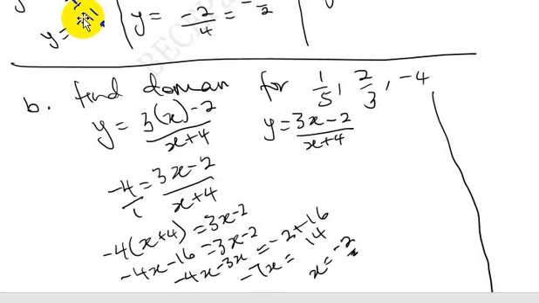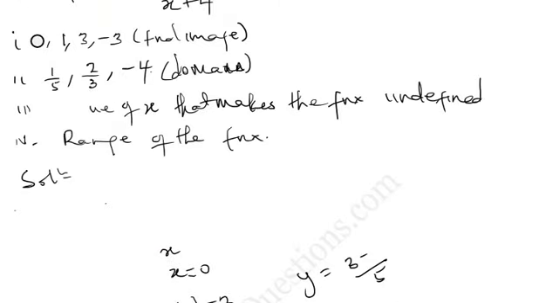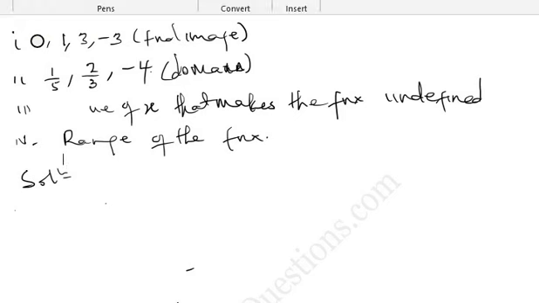Now let's look at the C and the D. Stay with me. Now we are also to find the value of x that makes the function undefined. That makes the function undefined. So what does it mean?